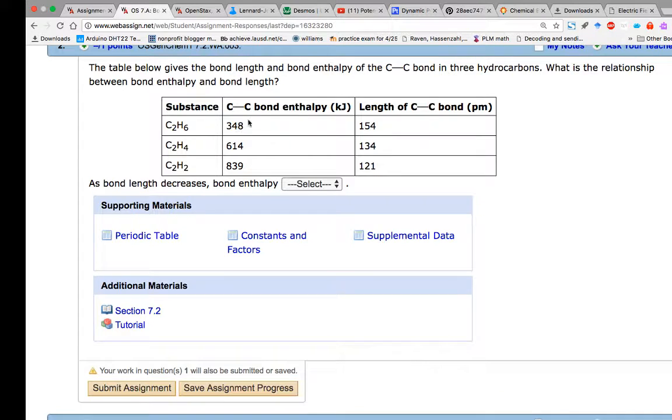So when the bond enthalpy is low, you could see that this is low, this is higher, this is higher. When the bond enthalpy is low, what is the bond length like? These numbers are going from low to high. These numbers are going from high to low. Now, does it make sense to you in a common sense kind of way that a low bond energy, 300 compared to 600 or 800, is going to correspond to a higher bond length? Let me draw this.